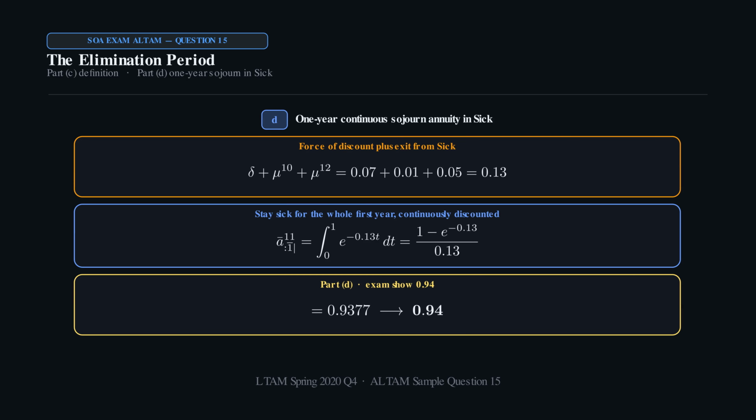Part D is the 1-year continuous sojourn annuity in sick. Force of discount plus exit from sick is 0.07 plus 0.01 plus 0.05, which is 0.13. The integral from 0 to 1 of e to the minus 0.13 t dt is 1 minus e to the minus 0.13 over 0.13. That equals 0.9377. The exam shows 0.94.